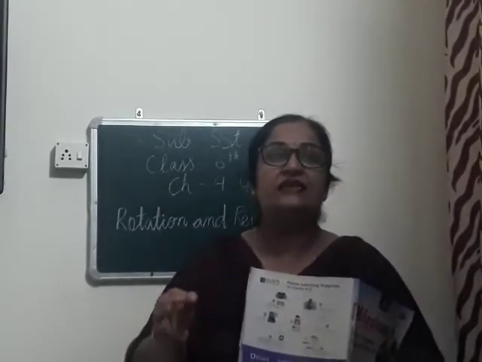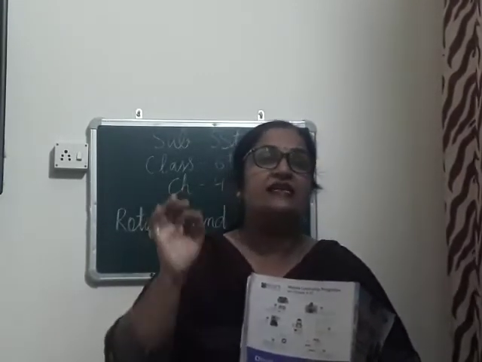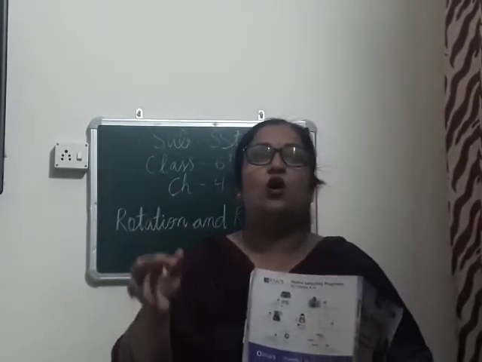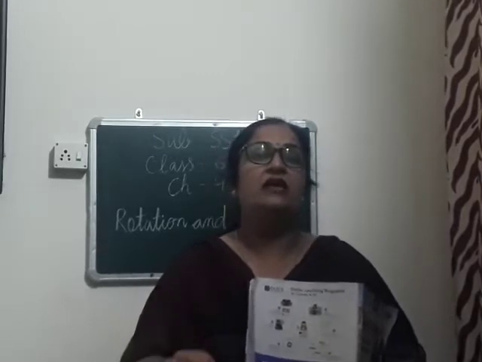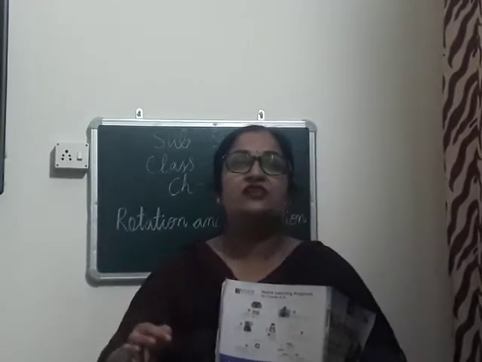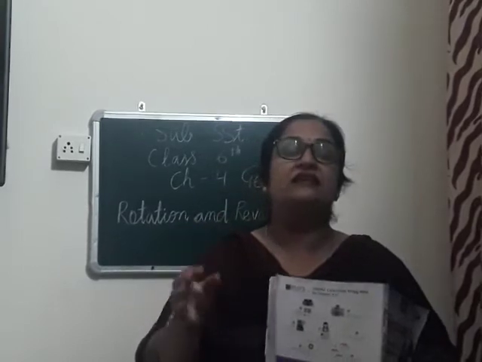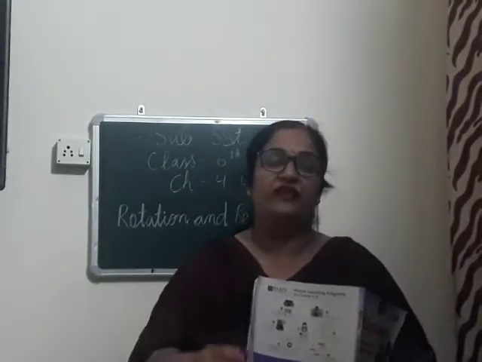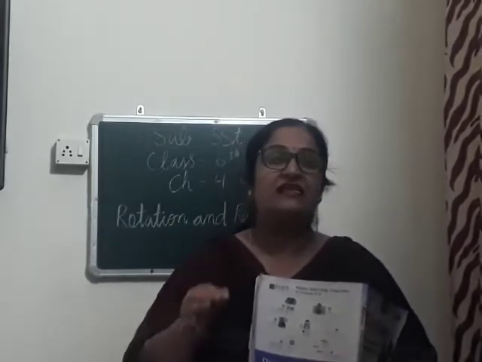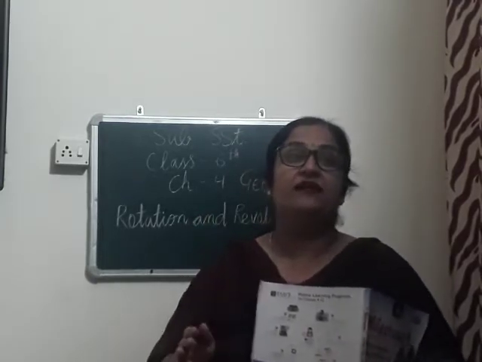The axis is tilted at an angle of 66.5 degrees with respect to the Earth's orbital plane. This tilt of the axis is known as the inclination of the Earth's axis. Now, effects. There are some effects of rotation. What are those effects? Those effects are: rotation causes day and night.